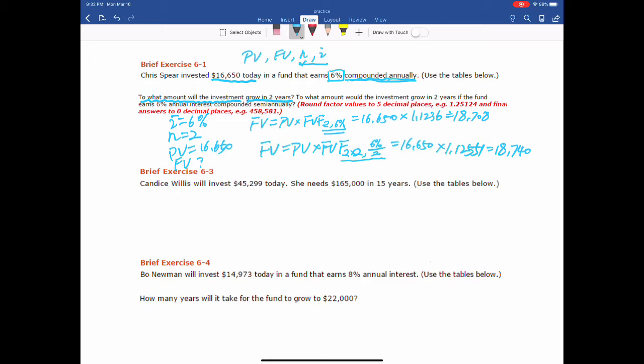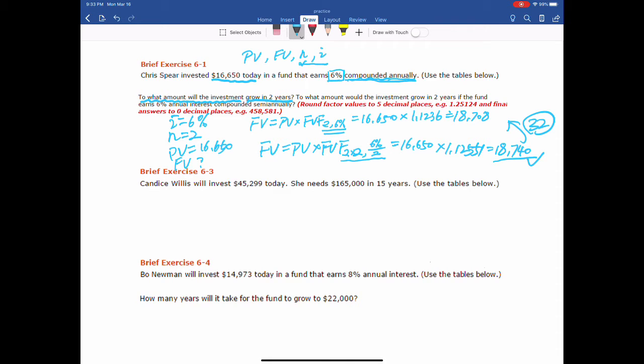Okay, which is a little bit greater than the one in the first part. The difference is $32. Why is it greater? Because the interest is compounded more frequently, twice a year rather than once a year. So the interest earned in the prior period will be reinvested earlier and generate interest. Okay, so that's question number 1.